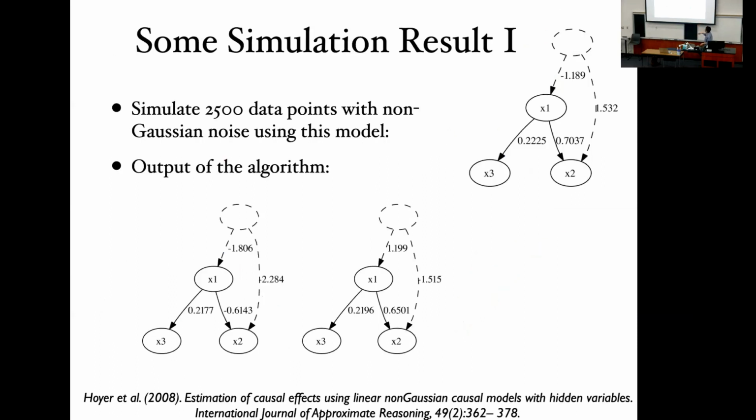Here you can see some simulation results. Basically, it's just what I just talked about. This is the true one, and then you can have the true one, or almost the true one, even if you have a latent confounder, or you can have an alternative one. That's it. So you can really solve the problem if the independent variables are non-Gaussian.